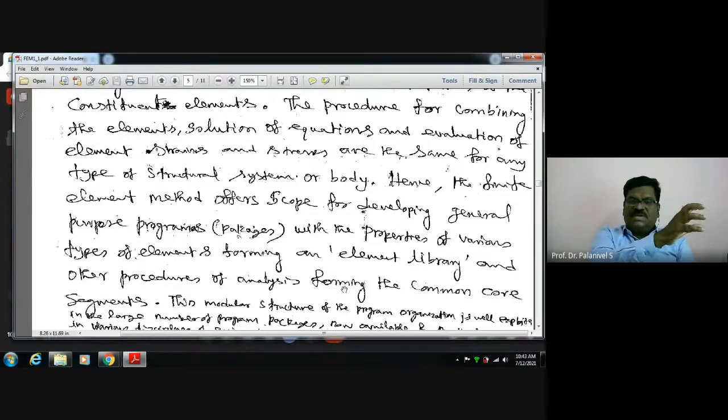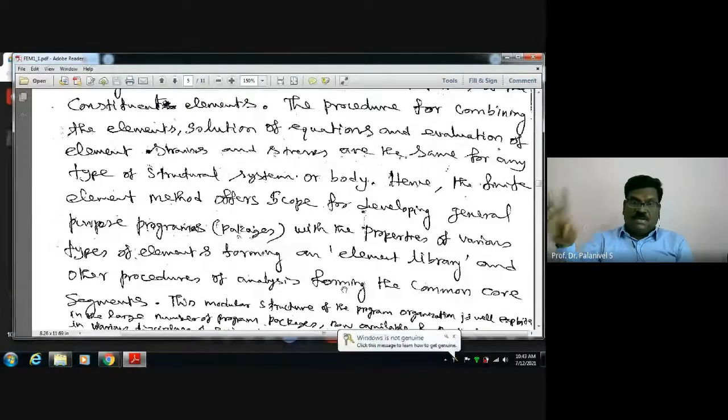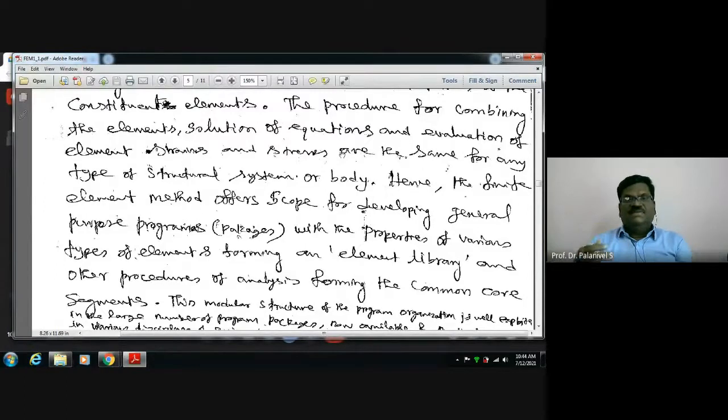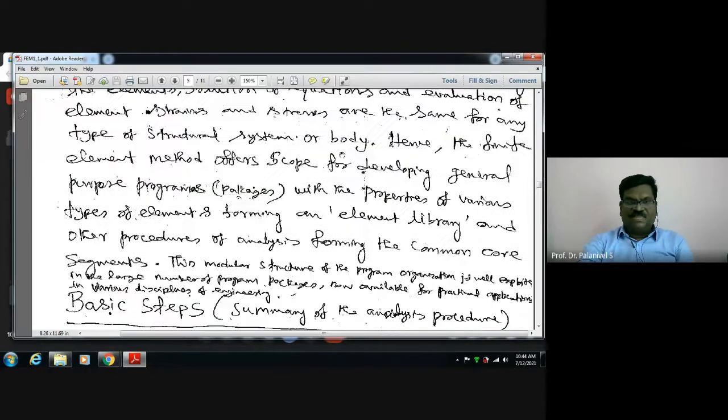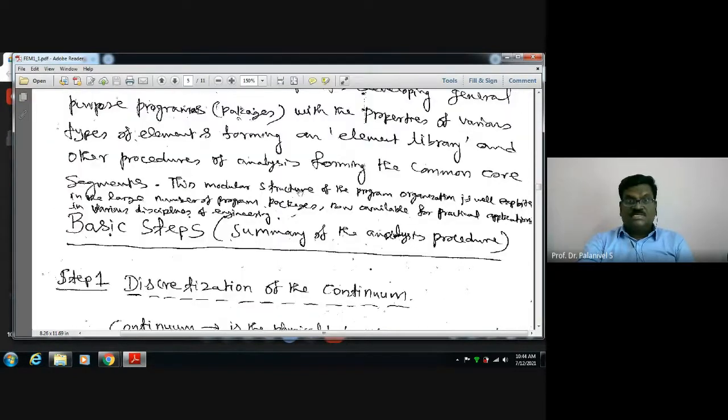Suppose a prism element of steel material, prism element of concrete material. So we have some elements. Element library, I will discuss later. Element libraries are all programmed and kept in the element library in the package, right? And the common core segment in your package will have the procedure of combining the elements, solution of equations, and evaluation of strains and stresses.